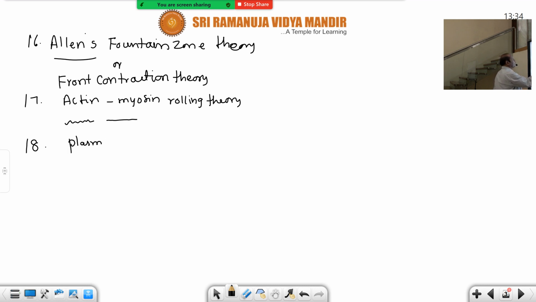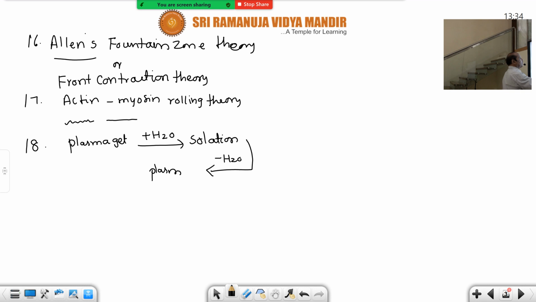Plasma gel, arrow mark, plus water molecules leads to solution, and minus water molecules. Plasma gel is formed into plasma sol, that is solution, and plasma sol after losing water molecules converts into plasma gel. This phenomenon is gelation, and pseudopodia formation occurs in the direction of movement. That equation is given. You turn the page, and the first equation is there. Pseudopodia formation occurs in the direction of movement.